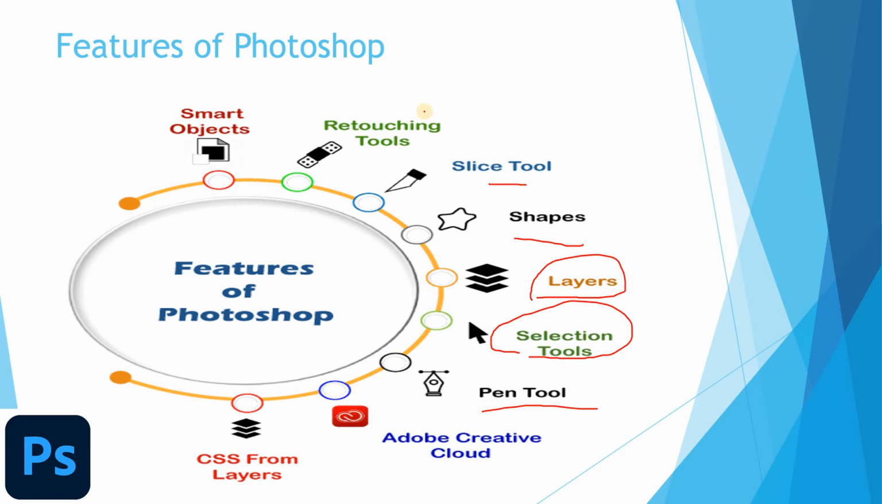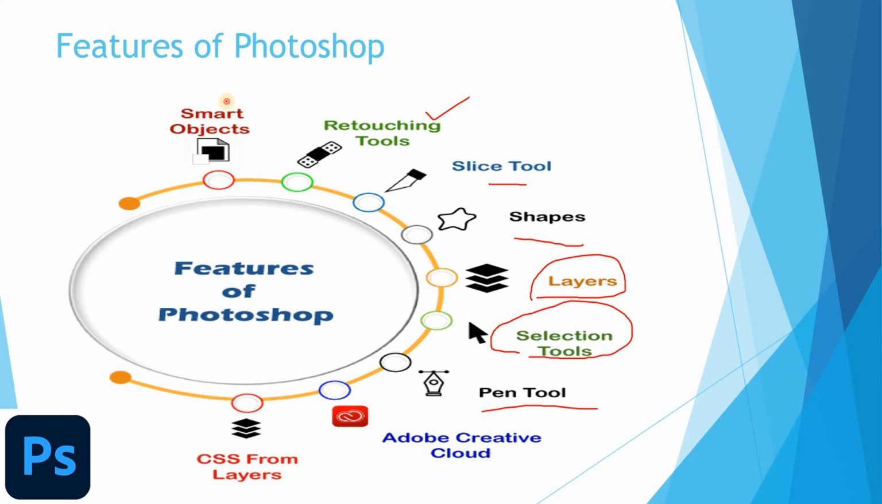Next we have retouching tools. As the name suggests, Photoshop provides several retouching tools to give a new look to the image. If you want to give an image a new look, then you have to use retouching tools. In this part we have different types of tools like the stamp tool and pattern tool. We will discuss them in further sessions.